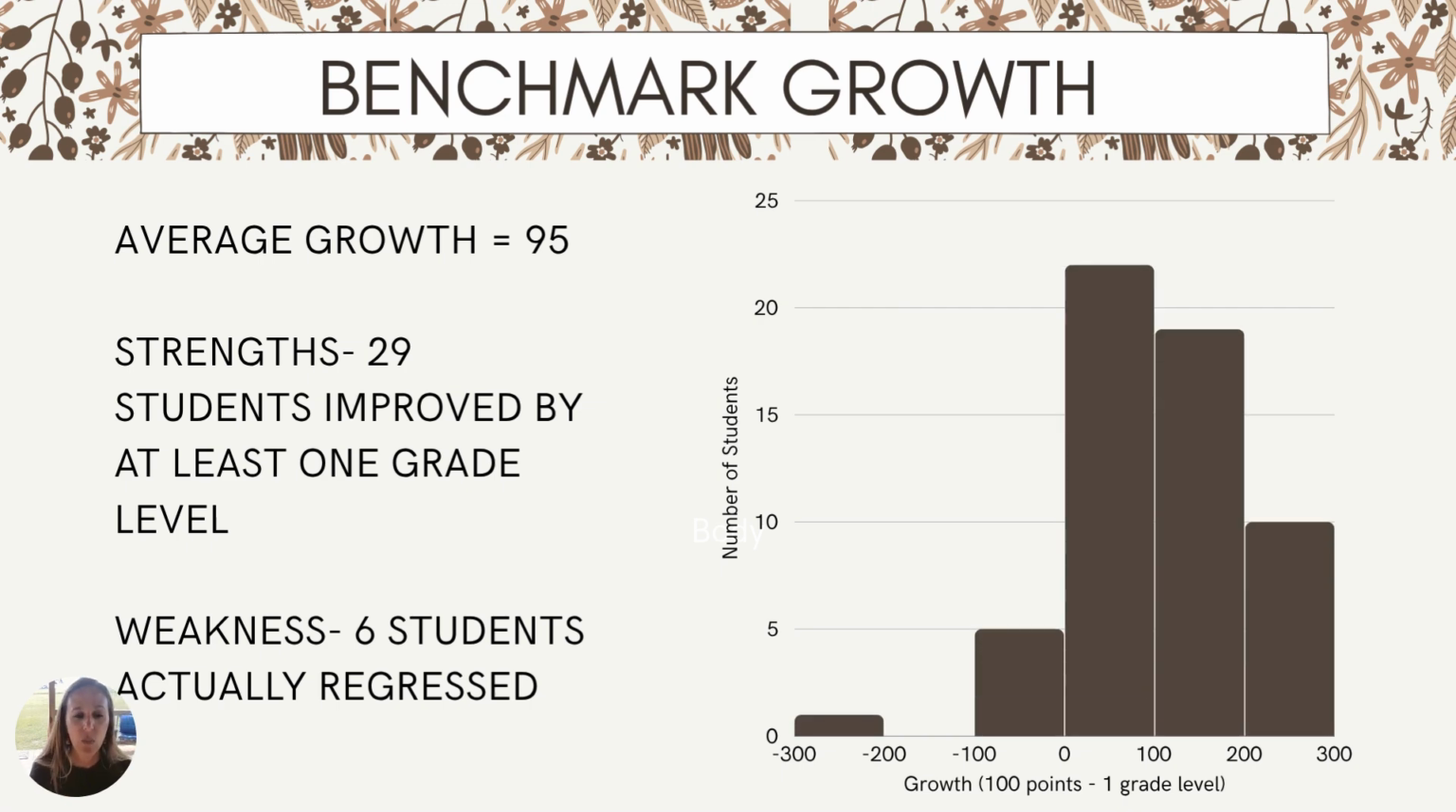Okay, so what we tend to do in the system is we actually look at the benchmark growth. So we want to know, how much did students tend to grow from the beginning of the course to the end of the course. The average growth was 95 points, which is about 100 points, which is about a full grade level. So the strengths that we see in this data is that 29 students improved by at least one grade level.